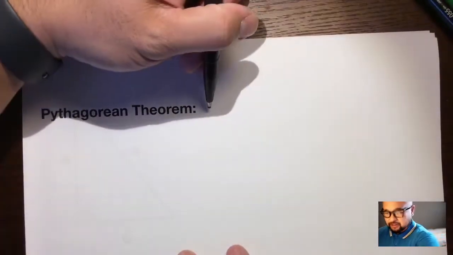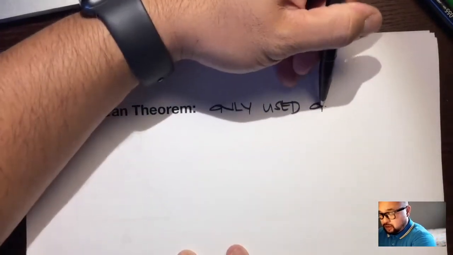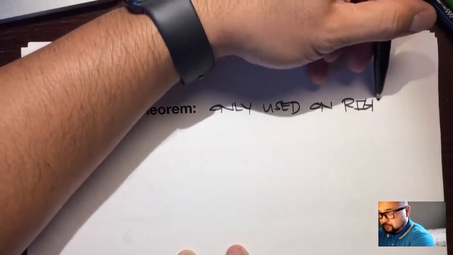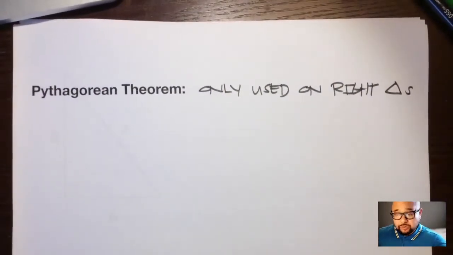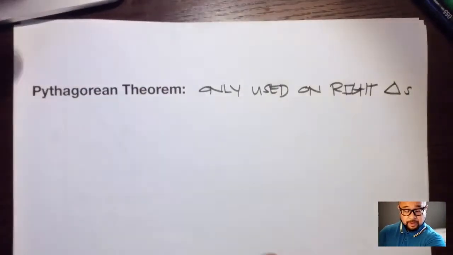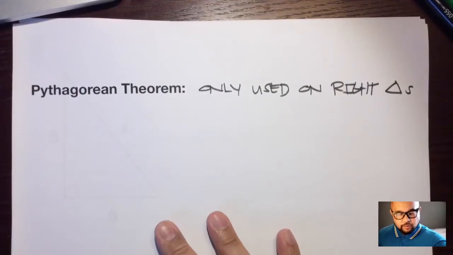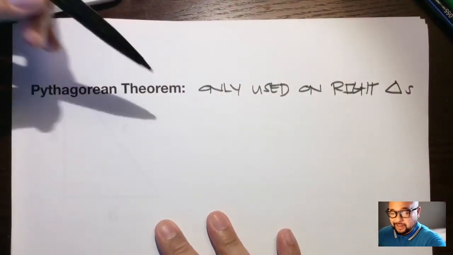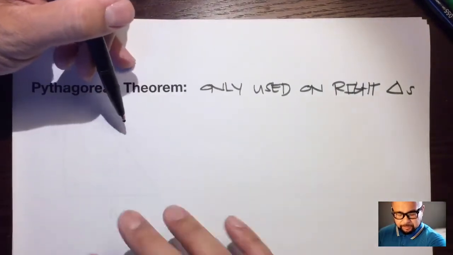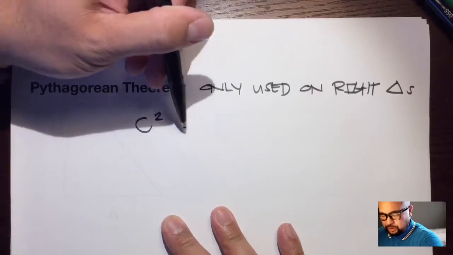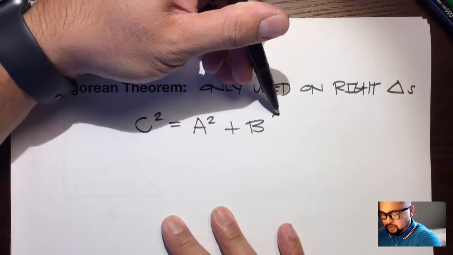And again, write this down. Only used on right triangles. Okay, so if you've used the Pythagorean Theorem before, you may recall it's a squared plus b squared equals c squared, but for this video and for my class, we're going to switch the order a little. We're just going to flip it, okay, as c squared is equal to a squared plus b squared.